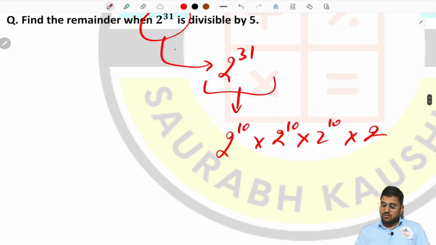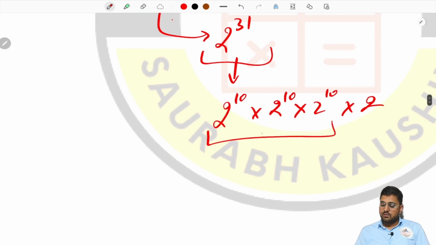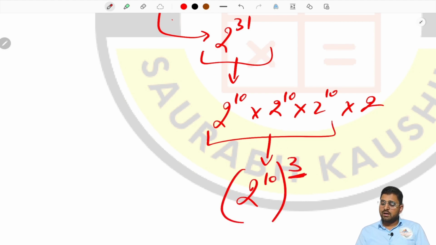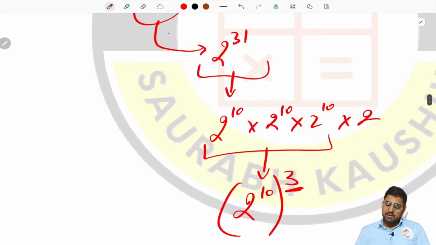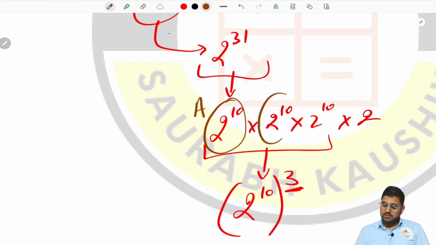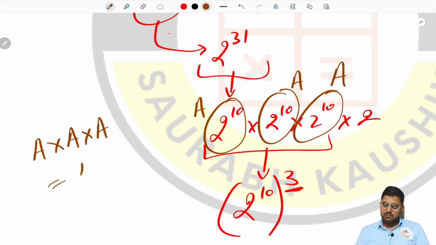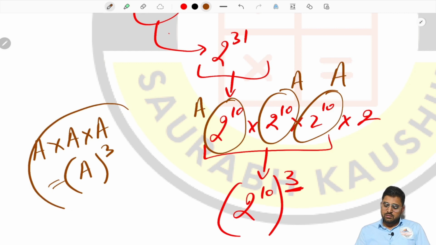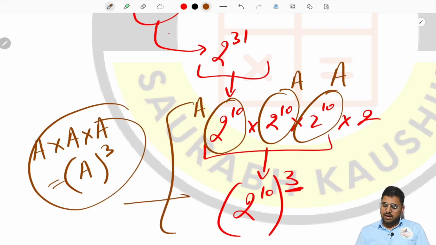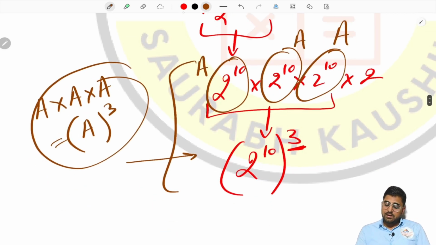I am just showing this because I know 2 to the power 10, so I mention it like this. What this property says is you can write this as 2 to the power 10 and the whole power becomes the thrice of it. Basically, a multiplied by a multiplied by a gives you a to the power 3. That is what we applied here. And we are left with the 2, no issues.